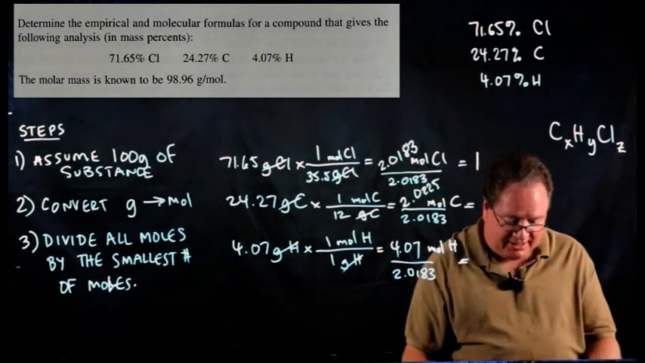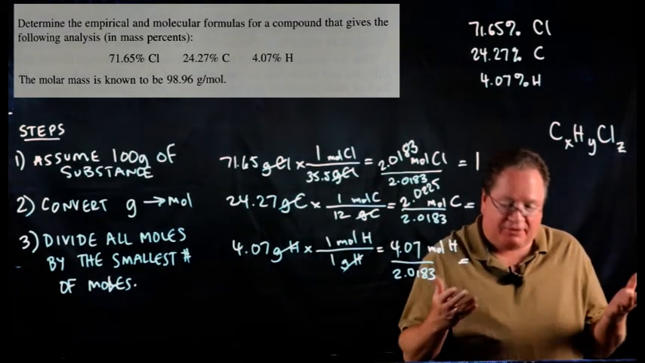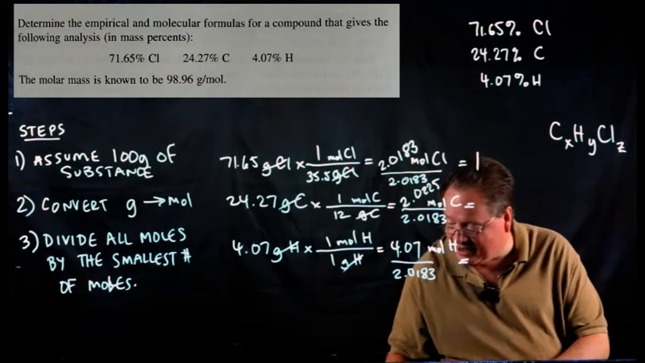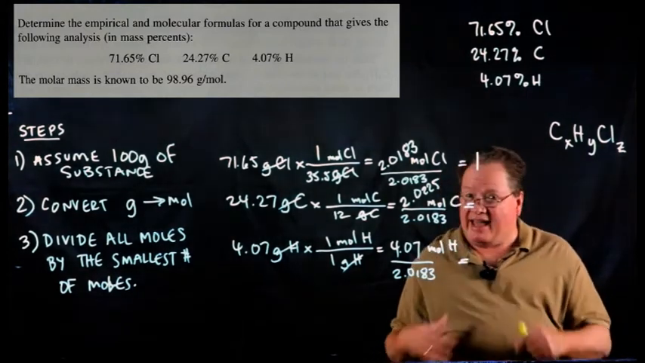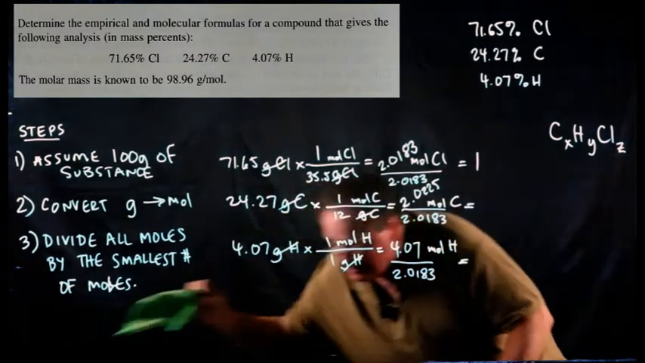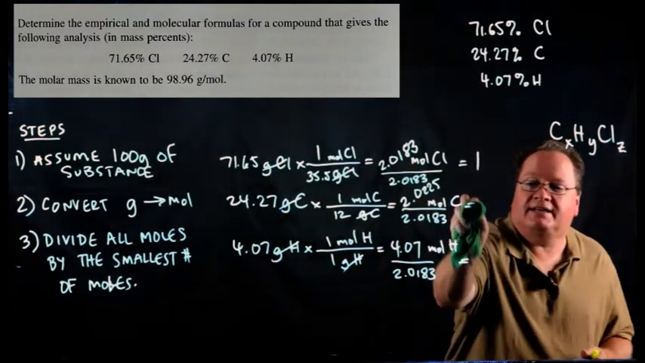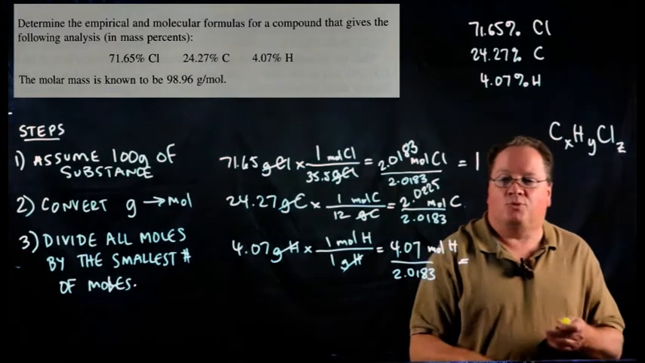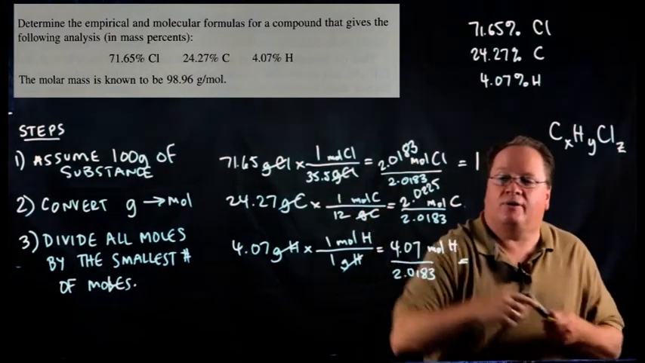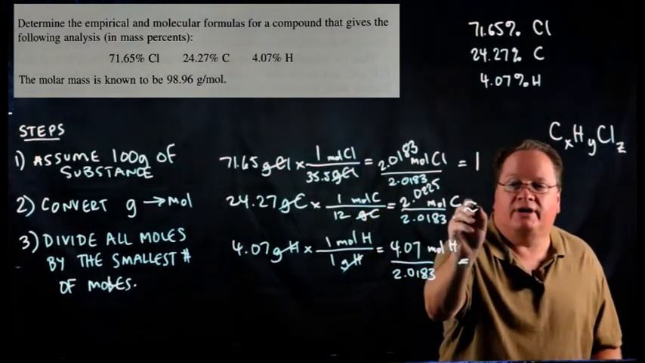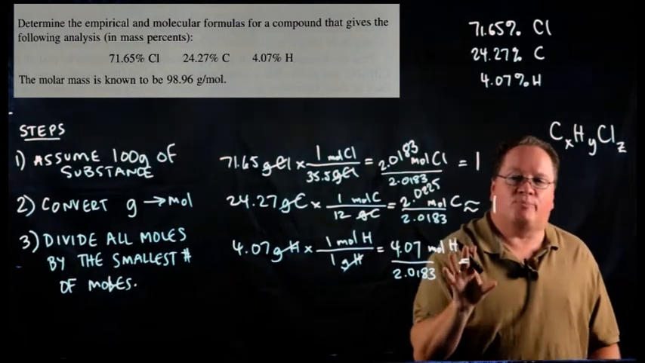But you can see that if I get 1.002, I am close enough to 1 that I can be pretty confident that this number is 1. This ratio between chlorine and carbon is essentially 1 to 1. All right, so I'm going to say that's approximately 1.